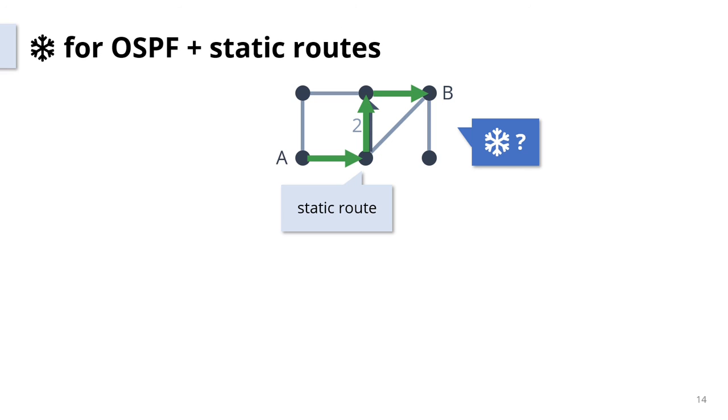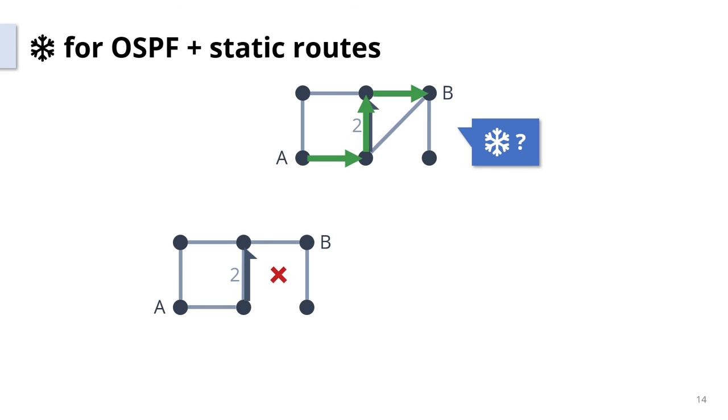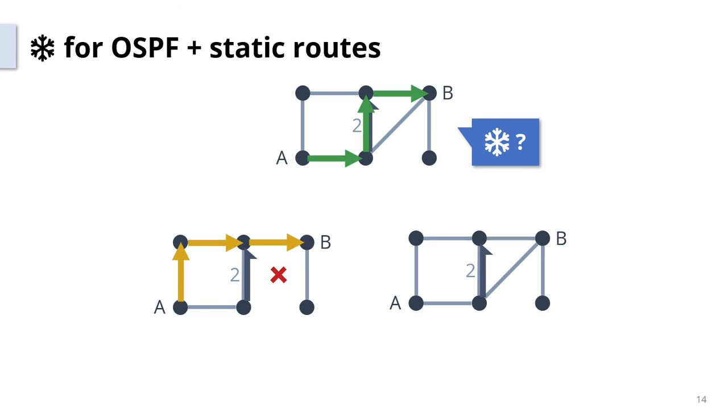But there are also other edges which are not cold in this example. For instance, consider this failure here. In this case, A will not forward traffic to the right in the first place, as the new shortest path from A to B looks as follows. How do we identify cold edges in this example?